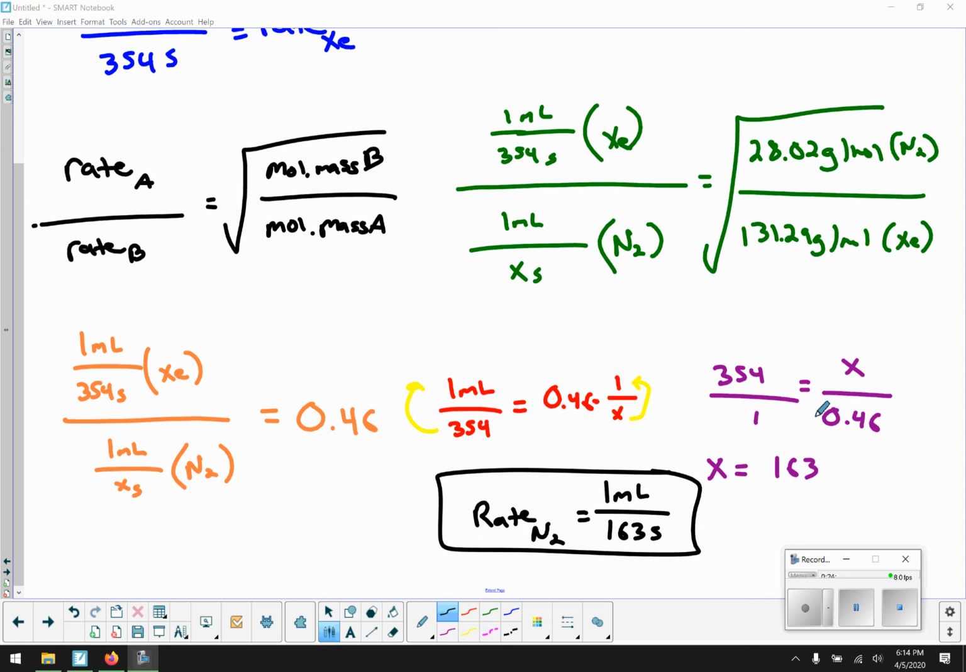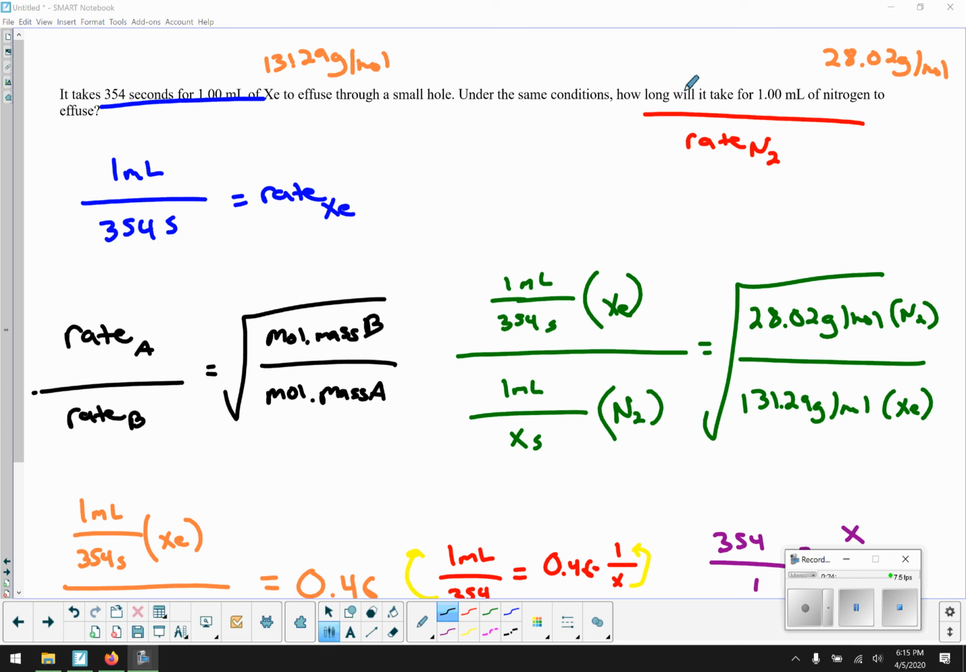It's kind of a pain to get to, but again, it's not beyond your abilities. It's algebra. It's not even really hard algebra. It's just muddling through rearranging equations. And you get X equals 163. But you have to remember what the question asks, because if you just said X equals 163, you wouldn't get complete credit.